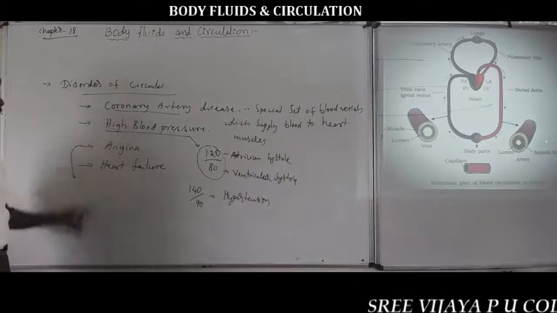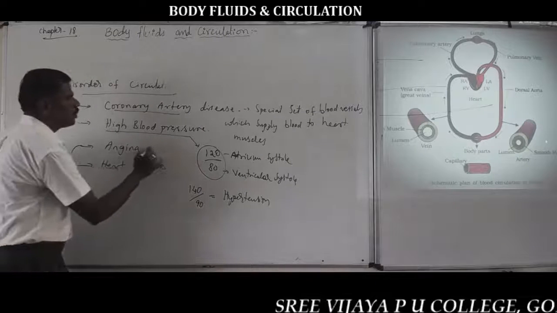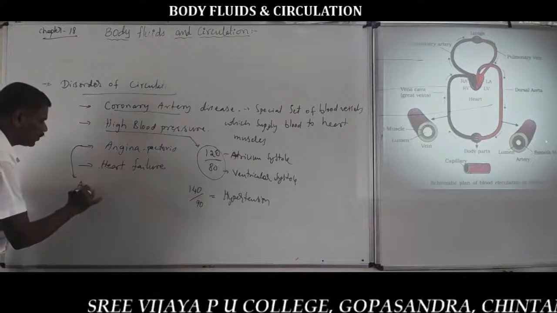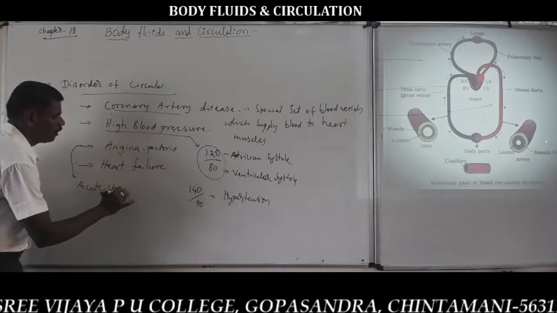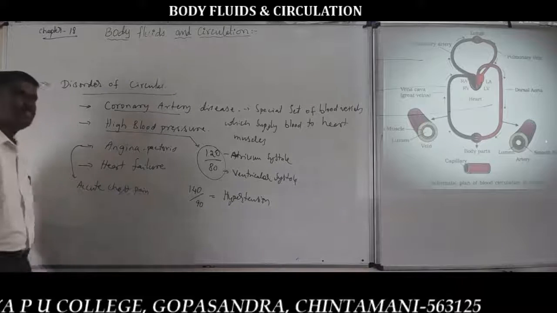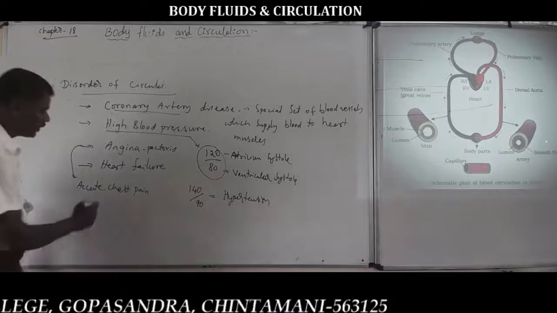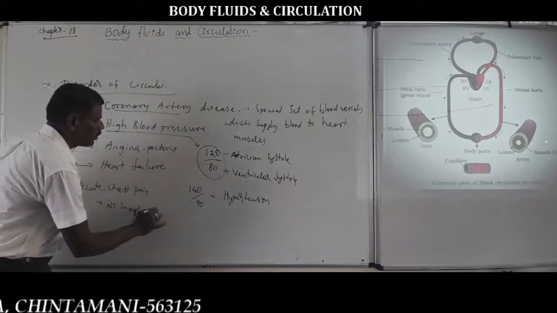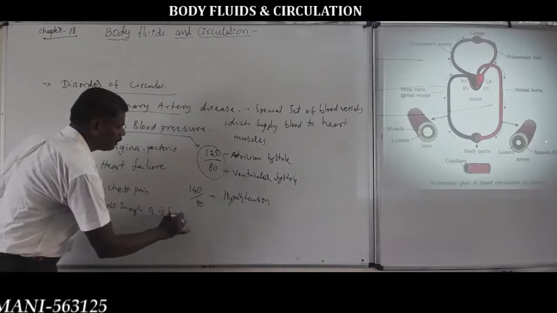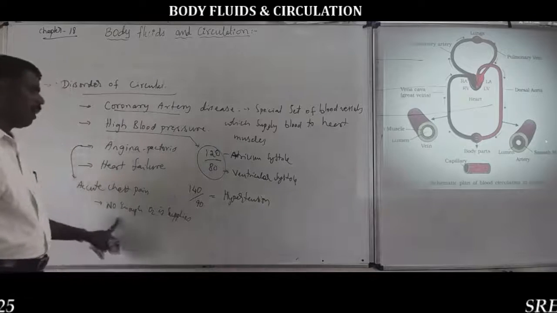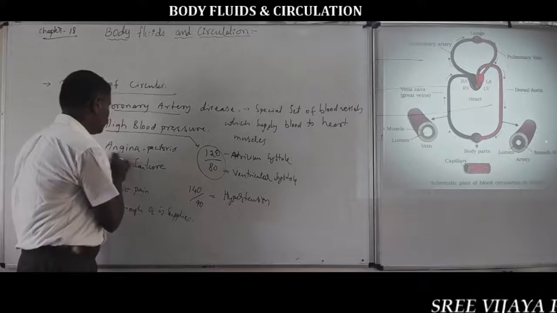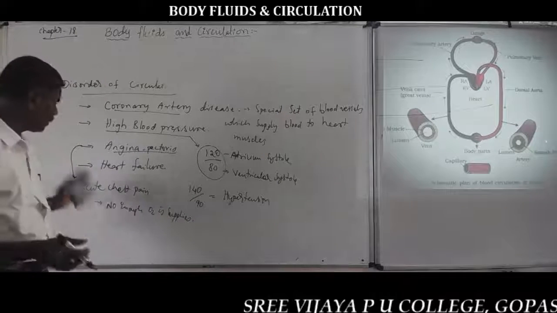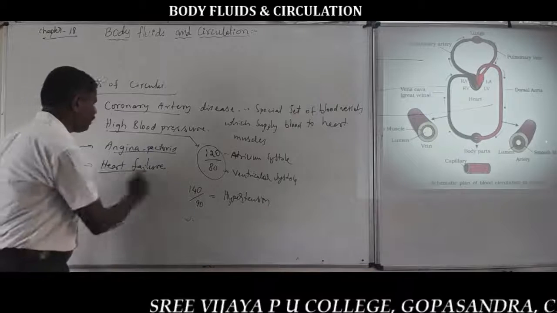Another one is angina, or angina pectoris. It is nothing but acute chest pain. Why is there acute chest pain? Because enough oxygen is not supplied to the heart. It is also called tightening of the chest. That is angina pectoris.